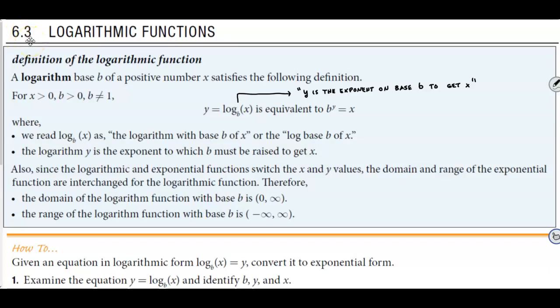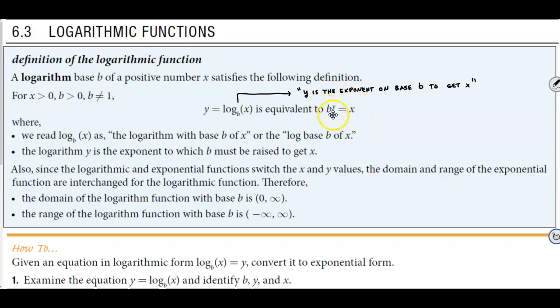In section 6.3, we have logarithmic functions. A definition of a logarithmic function. A logarithm base b of a positive number x satisfies the following definition for when x is greater than 0, b is greater than 0, and b does not equal 1. We would read the statement as y, which is equal to the log of base b of x, is equivalent to base b to the power of y, which is equal to x.